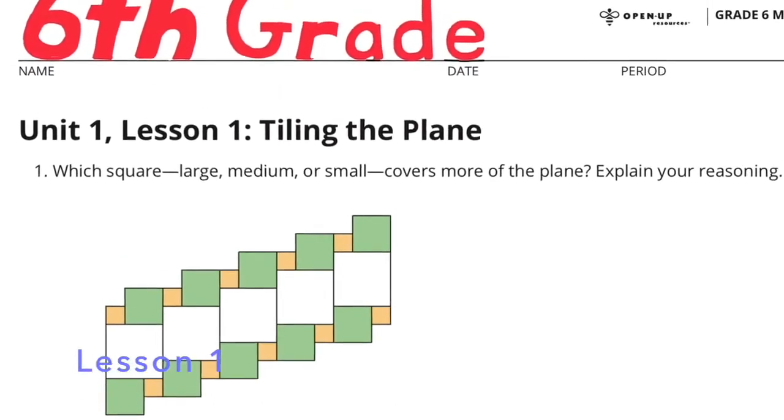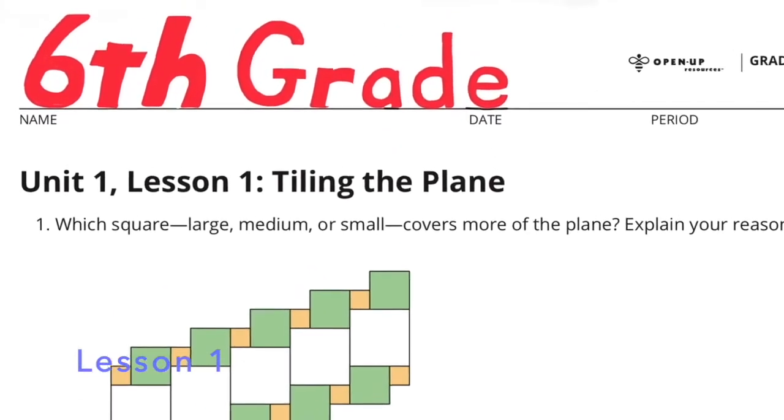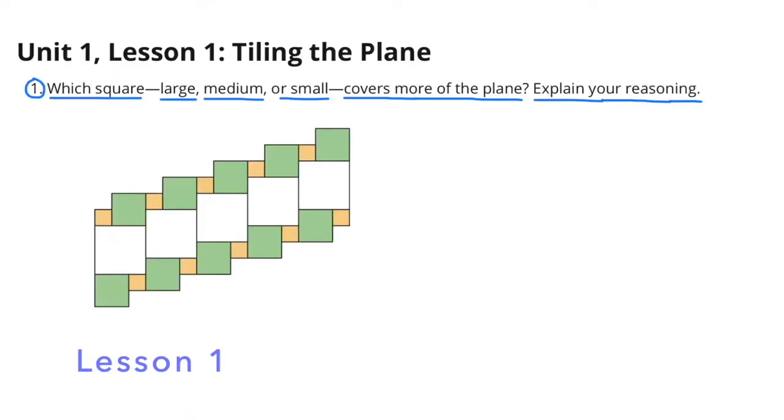Sixth grade, Unit 1, Lesson 1, Tiling the Plane. Number 1. Which square, large, medium, or small, covers more of the plane? Explain your reasoning.